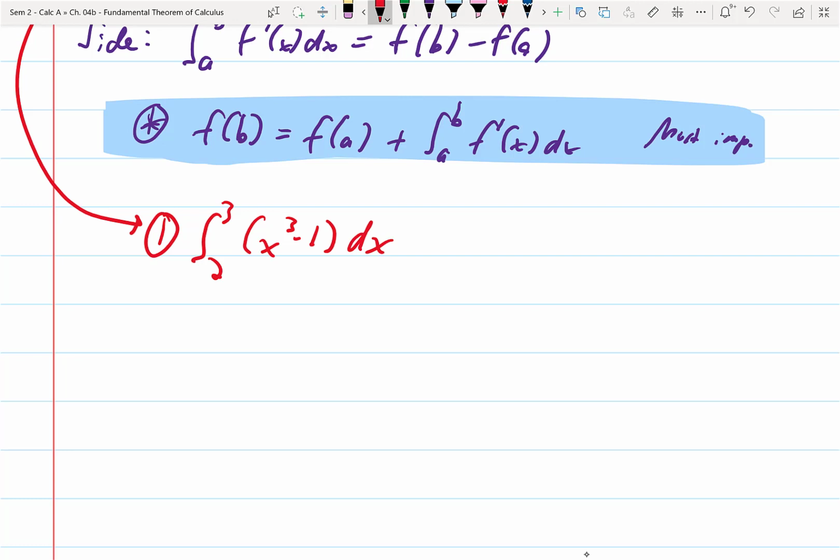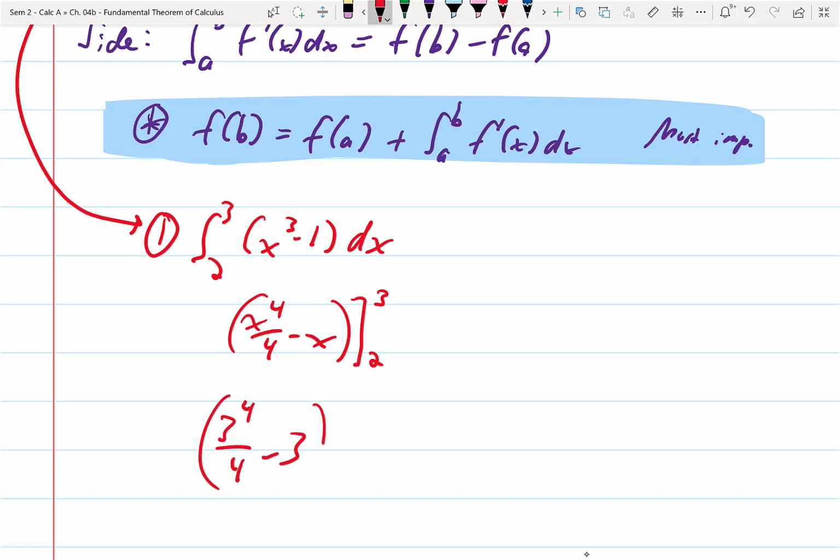We integrate x cubed minus 1 to x to the 4th over 4 minus x. And the notation I'm going to use is that what I call an antiderivative is going to be evaluated from 2 to 3. That notation I want to see. I don't want you to jump right away to the substitutions, because now we're just going to plug 3 in, 3 to the 4th over 4 minus 3, and subtract what we get when we plug 2 in. 2 to the 4th over 4 minus 2.